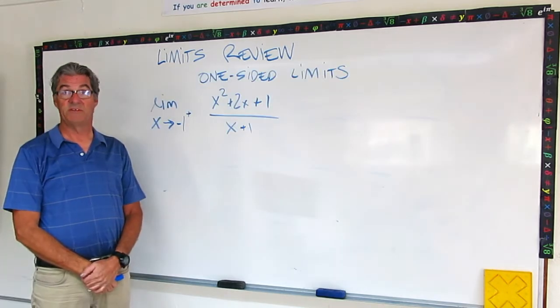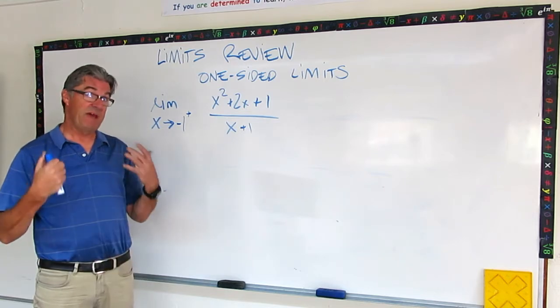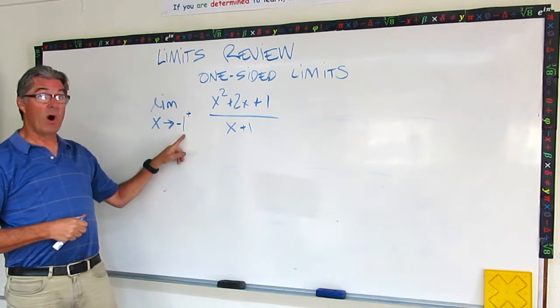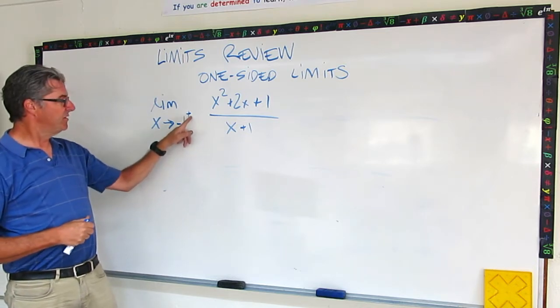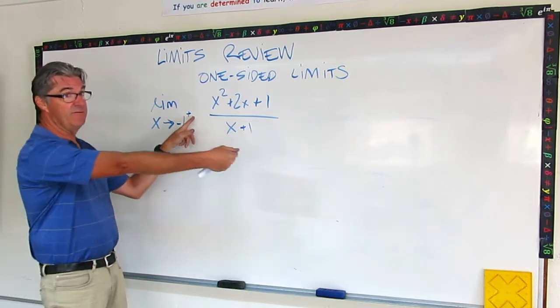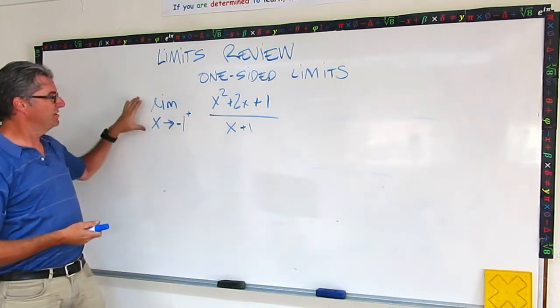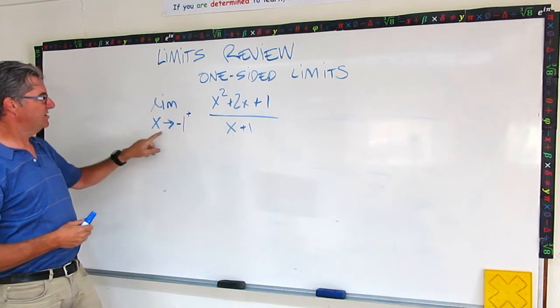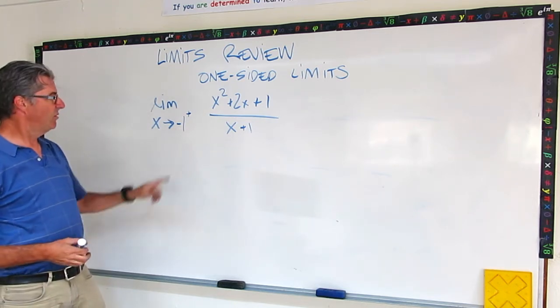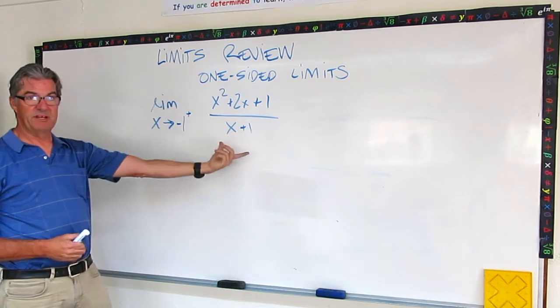Next, we looked at one-sided limits. So what this basically is we're approaching our constant from one side only. So this is approaching negative 1 from the positive direction. So we're coming in from the right. So this is the limit of that expression as x approaches negative 1 from the positive side. So let's evaluate this limit. So I can't plug in negative 1. I'm going to get a divide by 0.